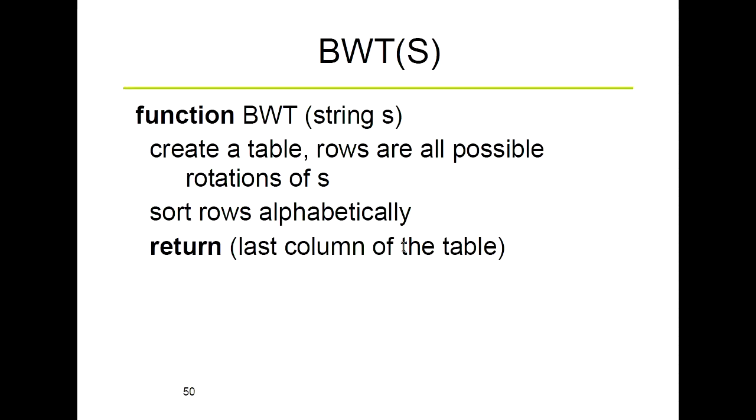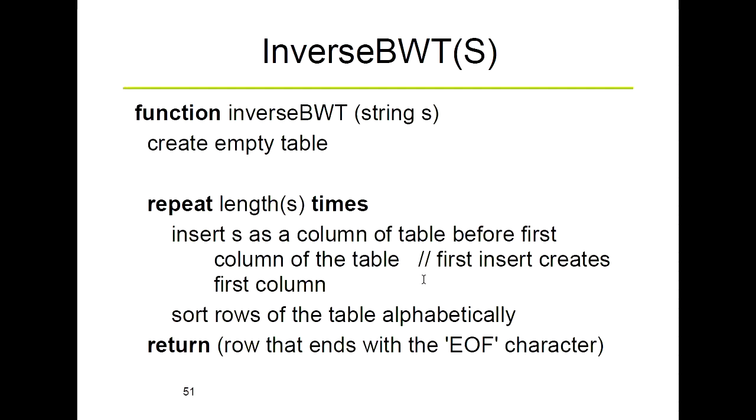This is just a summary of the algorithm because you guys like to have the algorithm somehow. Although it's quite easy, this is what it is. Get a table containing the rows of all the possible rotations, sort the rows, then output the last column. That's the encoding. The inverse is: repeat it, add it in front, sort it, add it in front, sort it, add it in front, and then at the end you will find that the one with the special symbol, maybe hash in front, for example, is the one that you want.